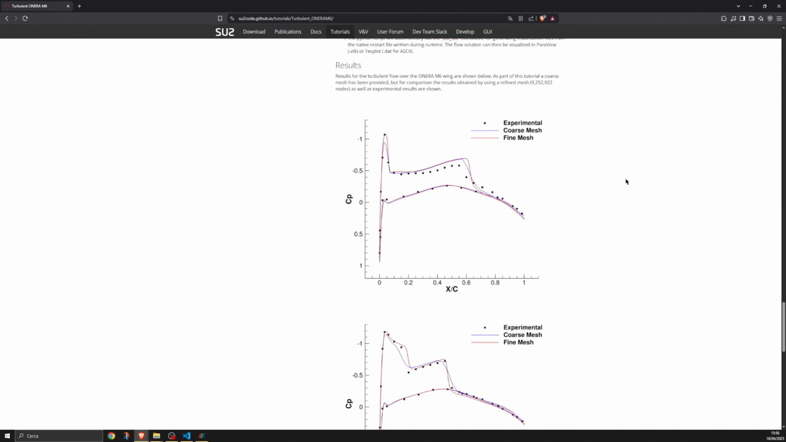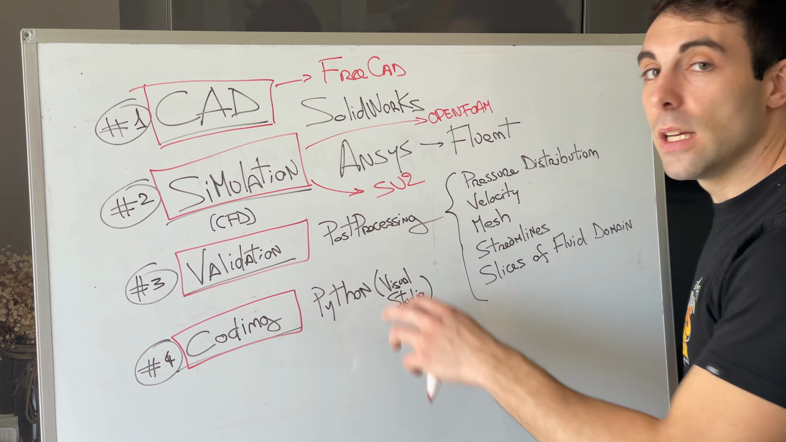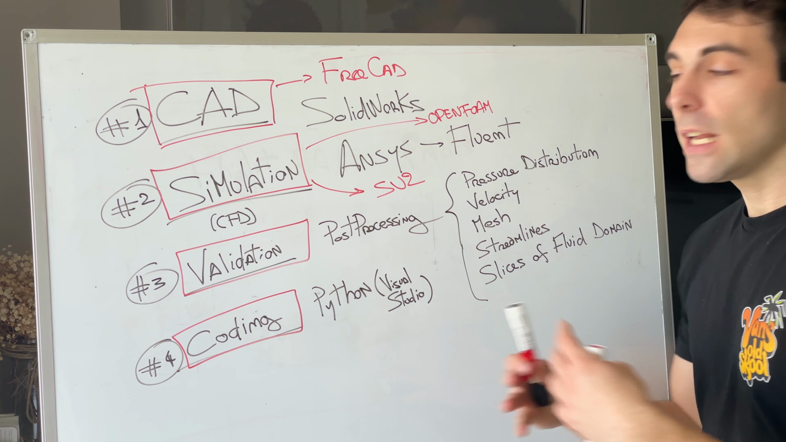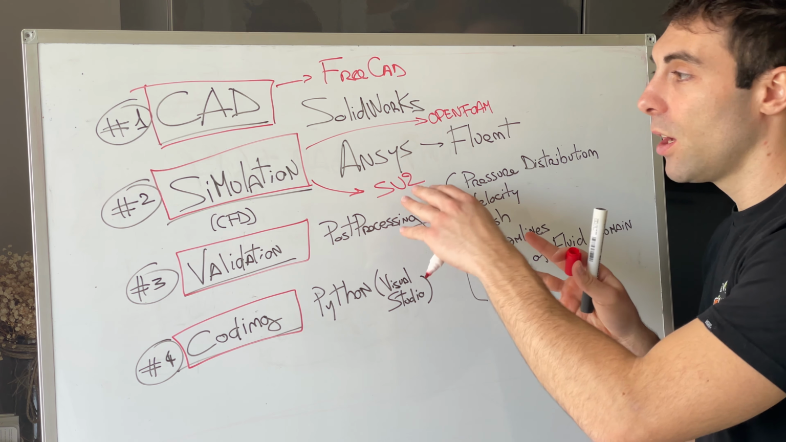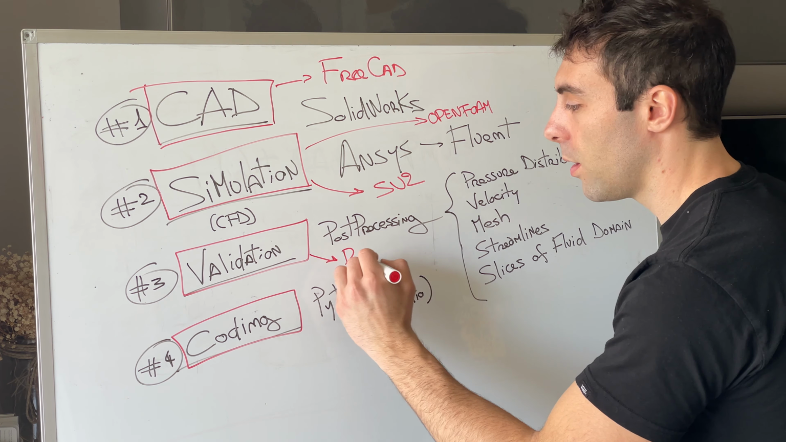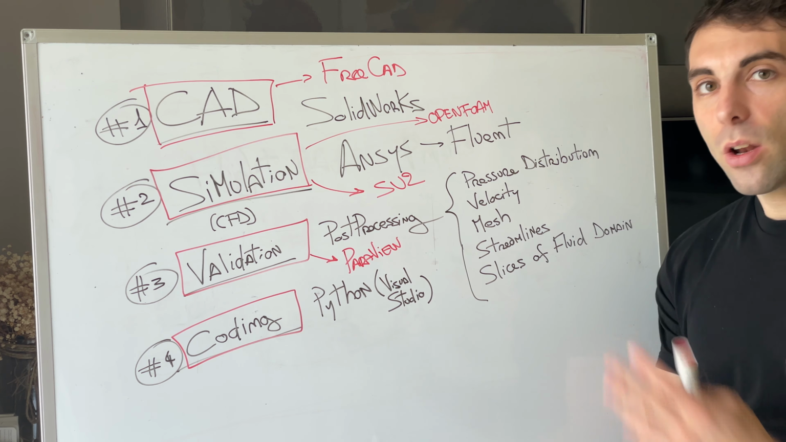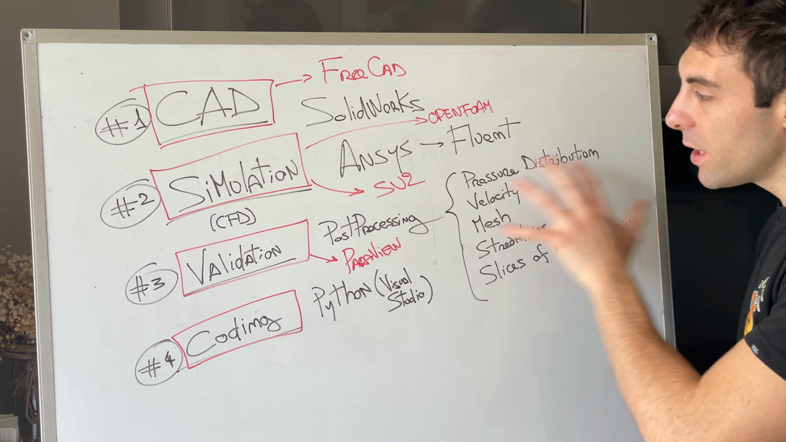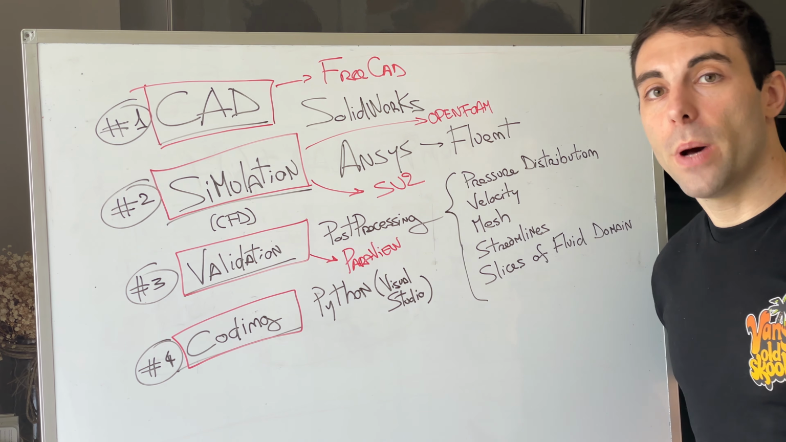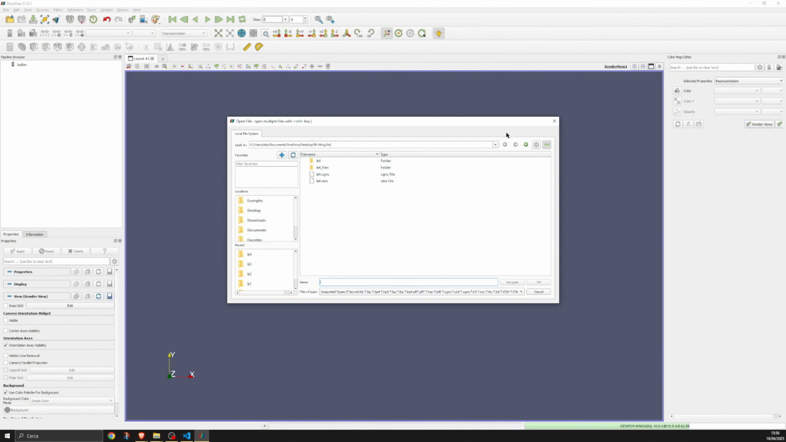And let's move to task number 3, which is validation. So if you want to do some post-processing and compare your results, analyze the data that you got from the simulation, you can use a free tool called ParaView. This is a free tool, very useful. You can do a lot of different stuff, basically everything that you can do with Fluent post-processing, you can do with ParaView as well.